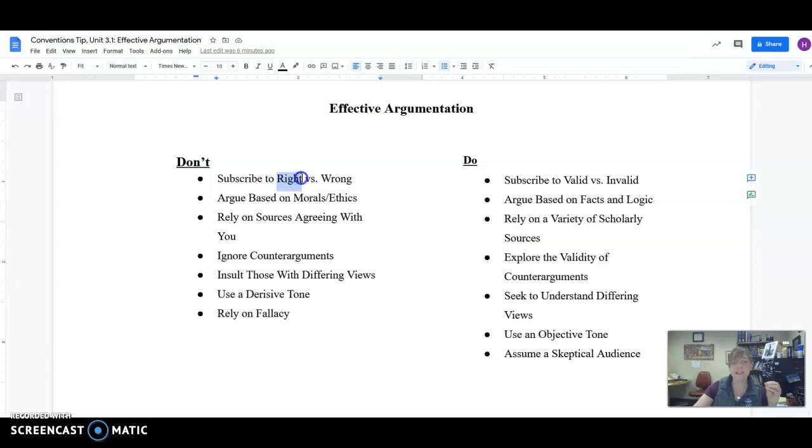And so if we're saying that we're right and somebody else is wrong based on a moral argument or what we feel is an ethical argument, that's often going to fall flat with a reader who disagrees with us, because they have a slightly different way of seeing the world. They have a slightly different perspective or a slightly different approach, which is going to make them disagree with you fundamentally based on morals and ethics. What we need to do instead is argue based on facts and logic.